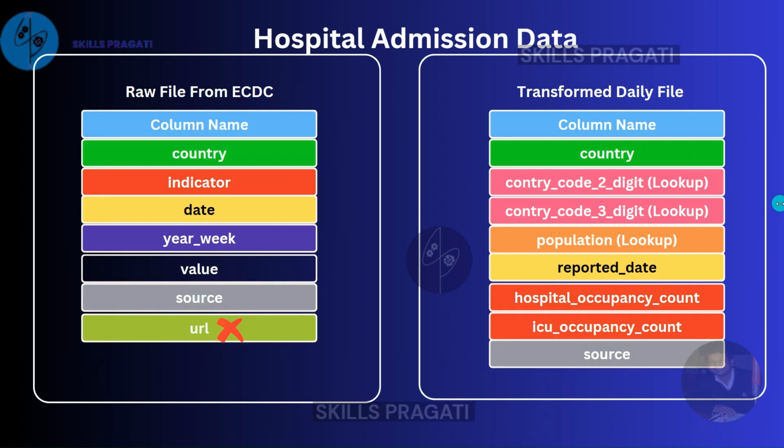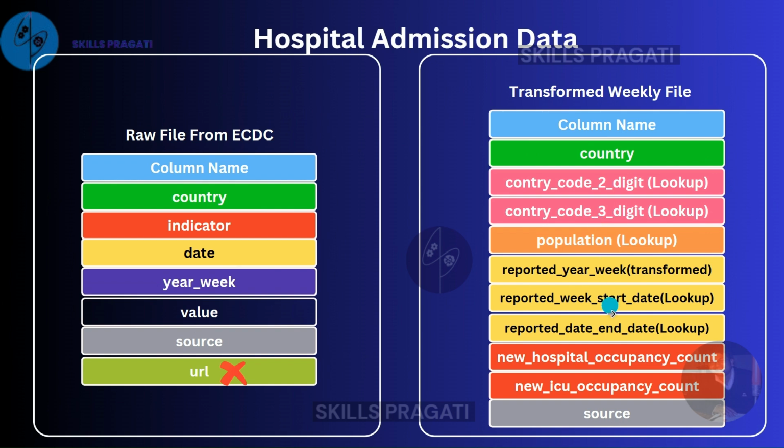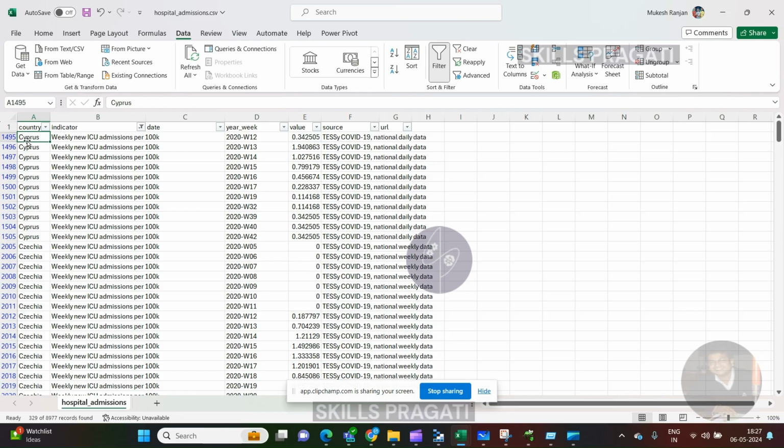The next thing to do is to add the week start date and end date to our weekly file. In order to do that, we need to make use of the dim date file that we've seen previously. So let's switch to the hospital admissions file first, and I'll explain what needs doing.